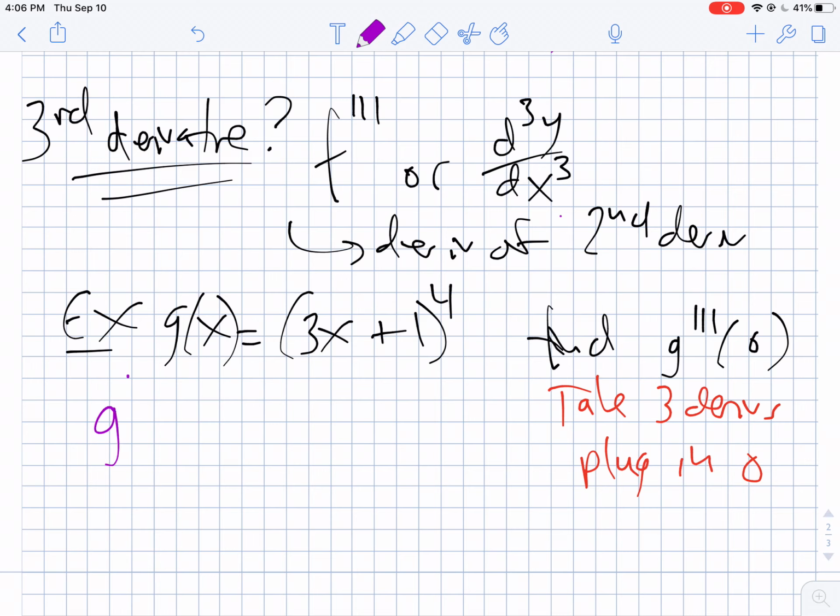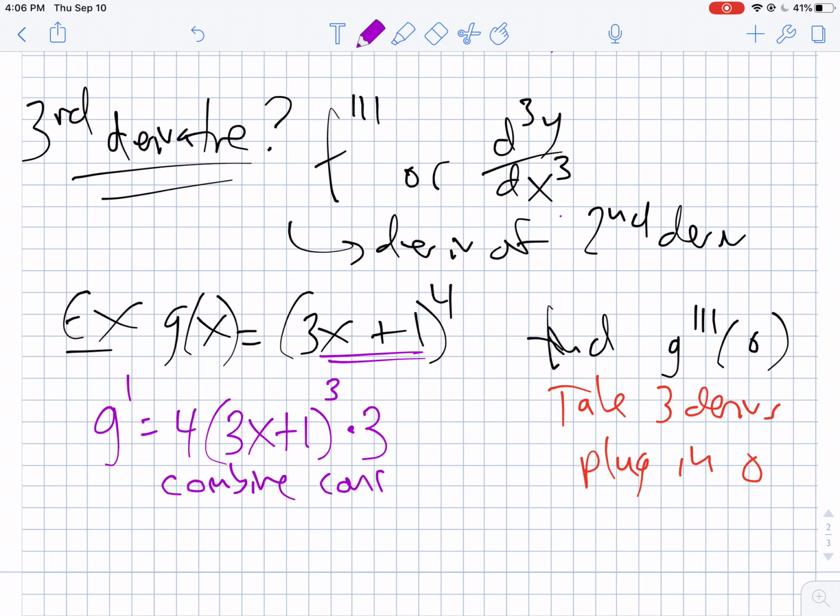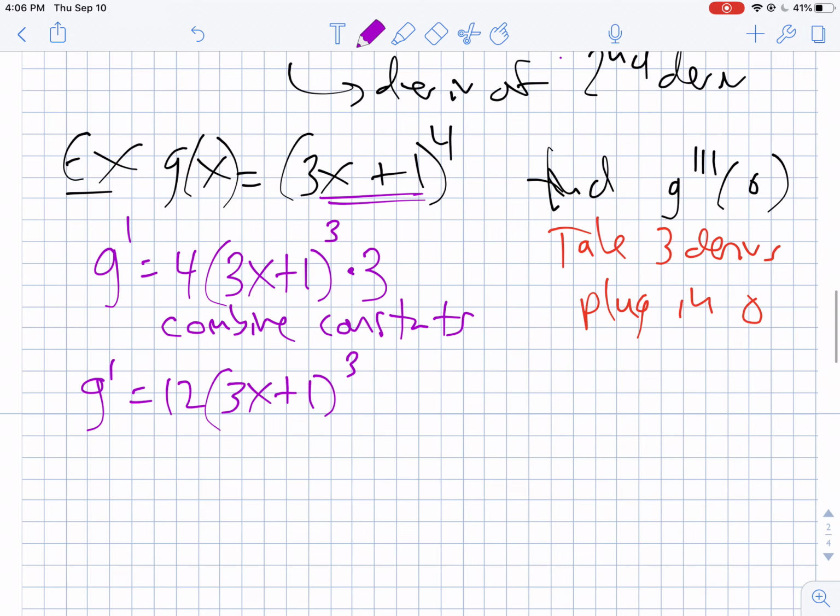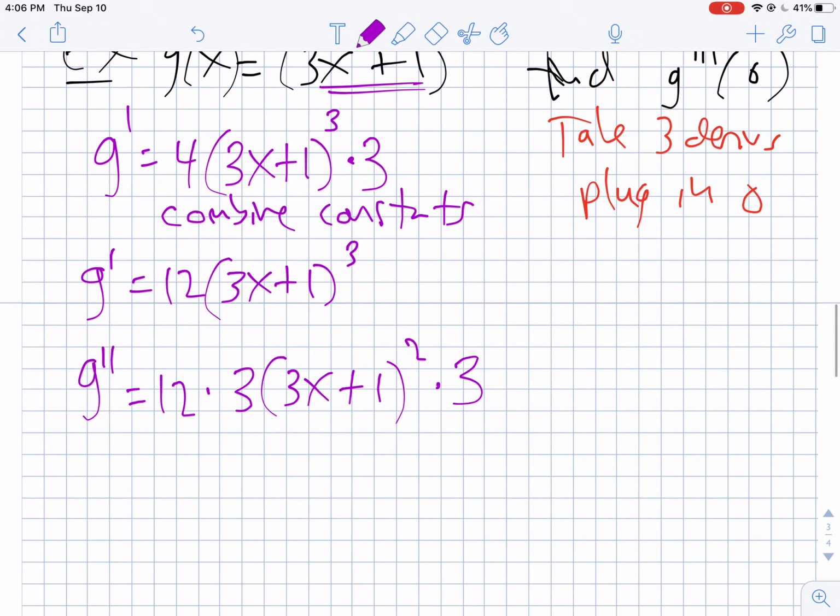So your first derivative, the 4 comes down, so we have 4 times (3x plus 1) to the third power. We have to chain rule the derivative of the inside, so that's 3. Usually what I like to do on a problem like this is combine the constants, just to make my life a little bit easier. So g prime equals 12 times (3x plus 1) cubed. Okay, so then my second derivative, let's leave the 12 in front. The 3 comes down, so 3 times (3x plus 1) squared. And then we need another 3 right there. Okay, so we have 12 times 3 times 3, so that's 36 times 3, so that's 108. So my second derivative is 108 times (3x plus 1) squared.